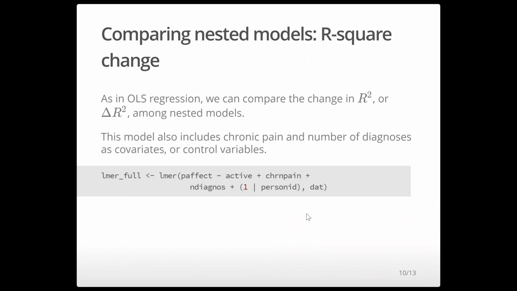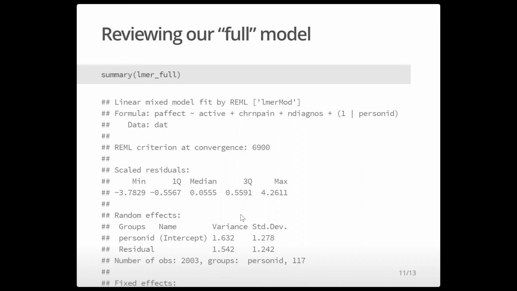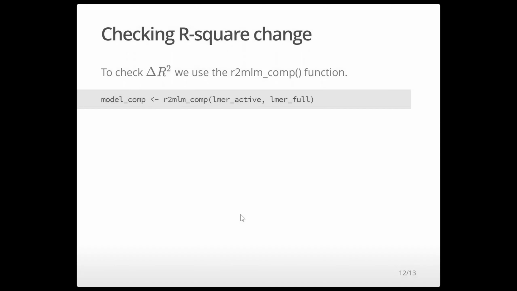And then we can also use this framework to compare models using R squared change, a lot like we do when we think of R squared change in regular regression, or delta R-squared. So here I fit a model with a couple extra covariates. I have activity still, then I also have chronic pain and number of diagnoses. And here's a summary of that model. I won't pull it up for the sake of time, but we'll look at it in lab.